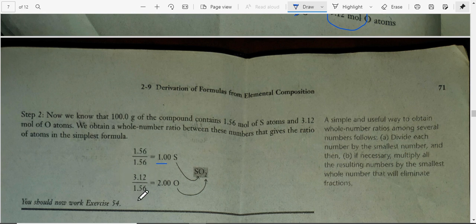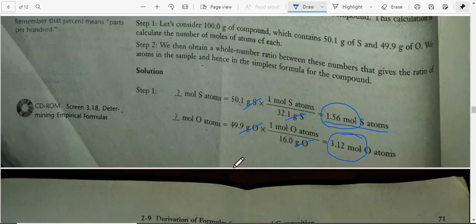Using that, you write the sulfur, 1, which is understood as an imaginary 1. Then there is oxygen, which is 2, and we use it as a subscript 2. So, therefore, the simplest formula for that certain example is SO2. Very simple.